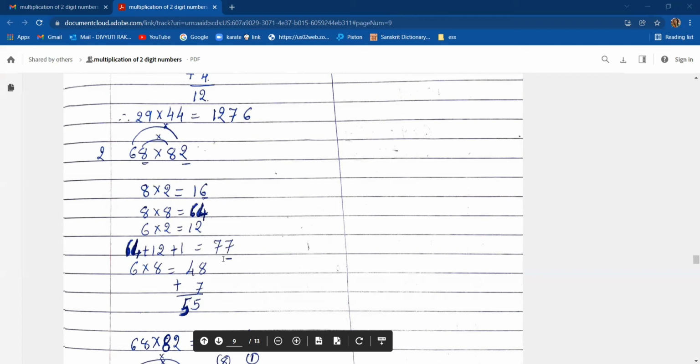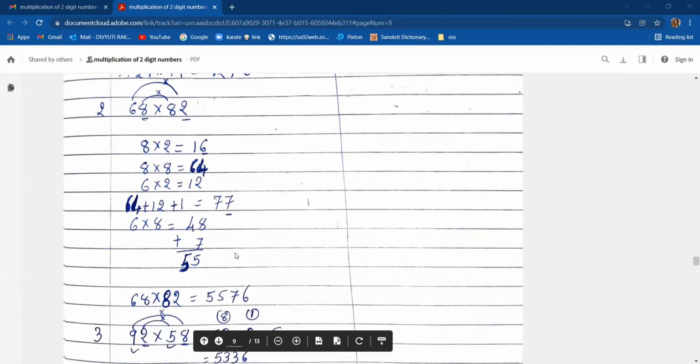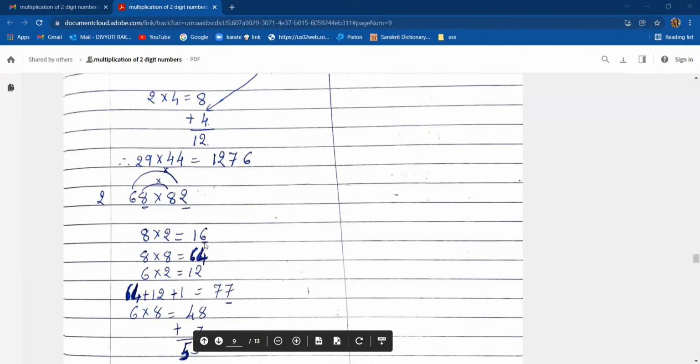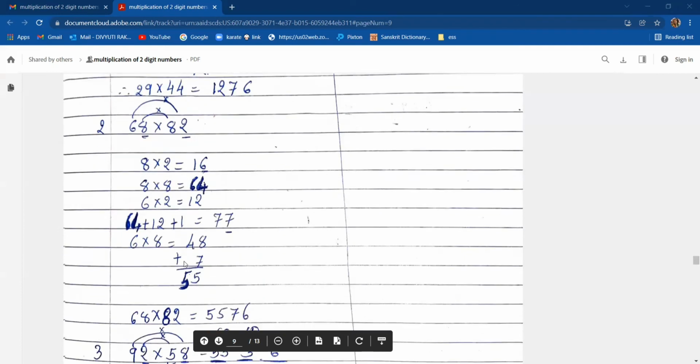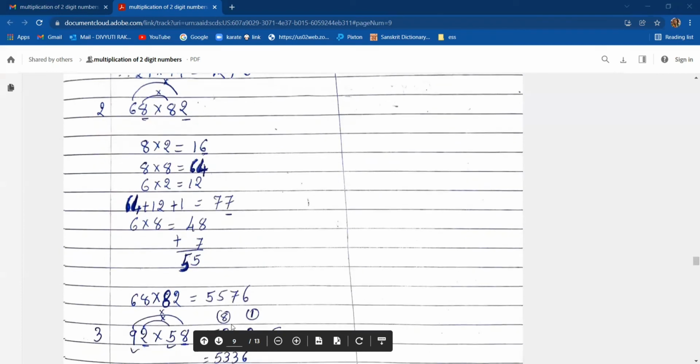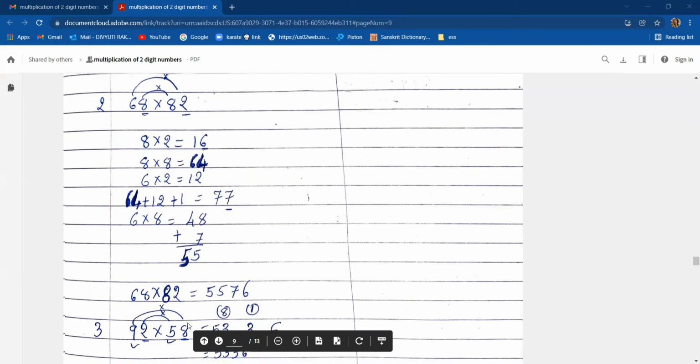Then I have to take this unit digit as underlined digit, and then I will multiply this tens digit. 8 6s are 48. 48 plus this 7 will be considered as carry. So answer is 55. Now how will you write it? In the unit place you will write this 6. In tens place you will write this 7. And finally 55 will be at hundreds and thousand place.